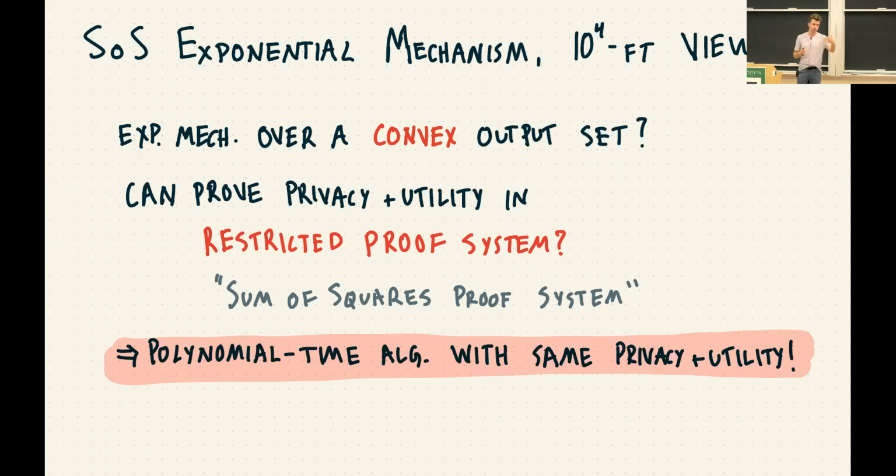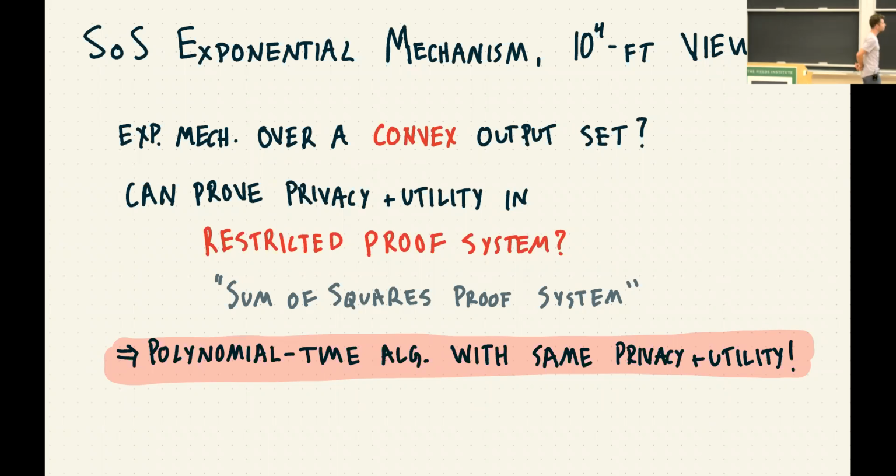Now, here's the basic requirement of SOS exponential mechanism, and it's going to seem opaque right now, and we'll lower the opacity throughout the talk. Suppose that you can prove these two important properties that you need for exponential mechanism to work, that you can prove the privacy and utility guarantees of your instance of the exponential mechanism. You can prove them in a certain restricted proof system, known as the sum of squares proof system. So you don't get to use all the tools of mathematics. You have to tie your hands a little bit behind your back.